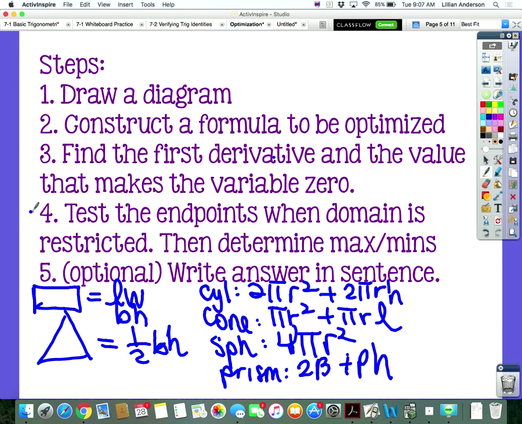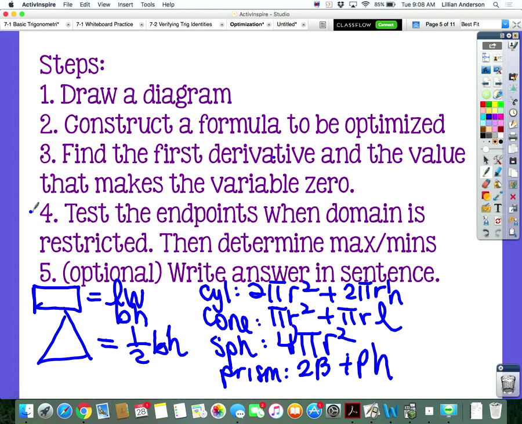So once you find the formula that you're going to be optimizing, you want to take the first derivative and find the value that makes that variable 0. And then after you do that, if there are any restricted domains, you want to make sure that when you perform the first derivative test or the second derivative test, you also include endpoints as well. Basically, step 4 is when you determine whether or not you have a maximum or a minimum, and that's where you use the first derivative test or the second derivative test.